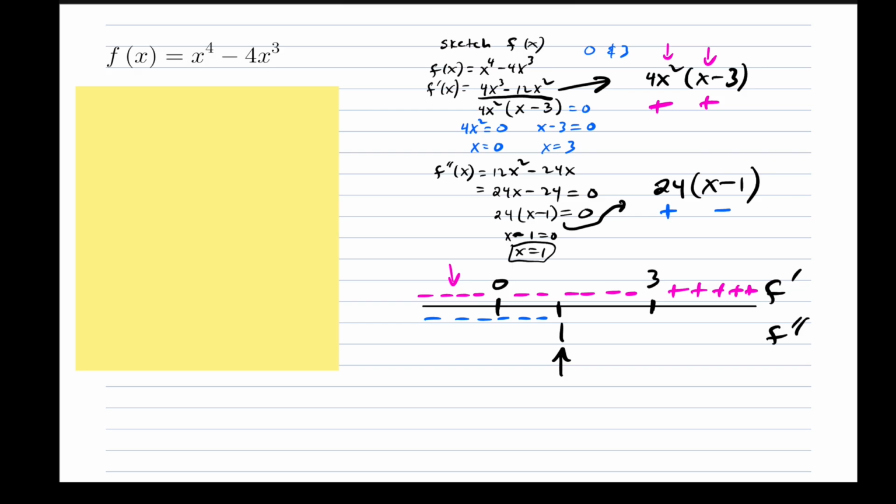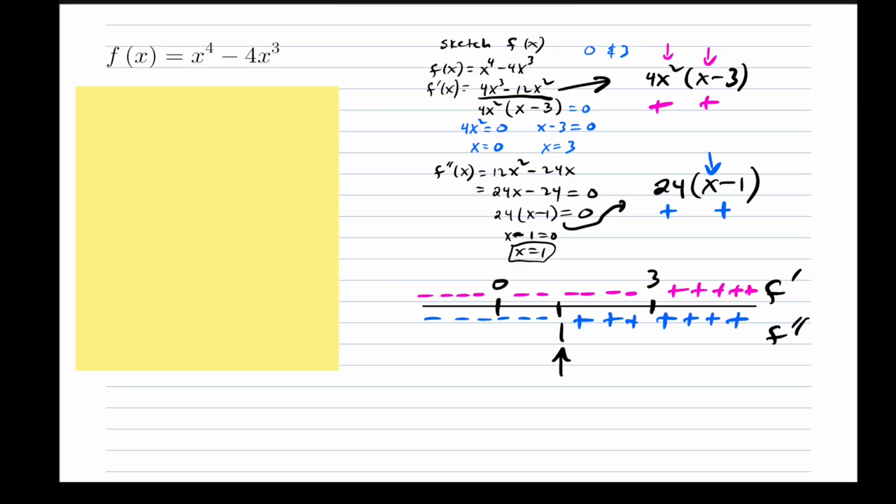And then if I put in something bigger than 1, now if I put in for x, like 4, okay, 4 minus 1 is positive, so now it's going to be a positive times a positive, and now to the right of 1, that's going to be all positive for f double prime. So now let's look at this. Let's go through and actually sketch what this graph is going to look like.